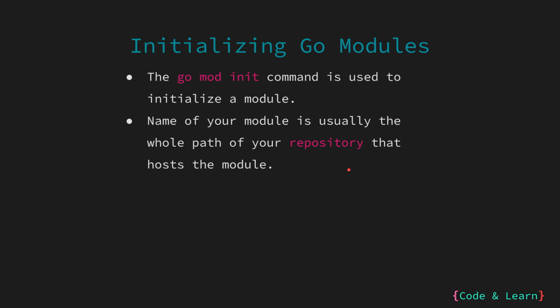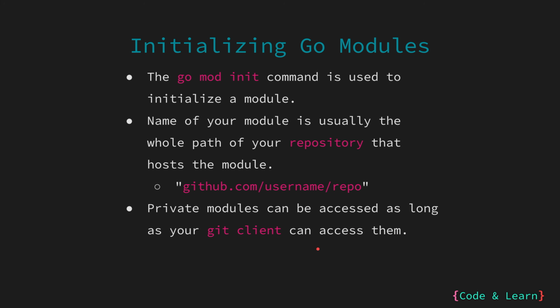However, please note, depending on the SCM you are using, the name of the module can be adapted as such. So if you're using Bitbucket, it would be bitbucket.com followed by your username and the module name. An example of this would be github.com, the username, then the repo or your module. You can keep the modules private and still allow Go to fetch them by configuring your Git client with the necessary credentials. Now, let's look at an example of initializing a module and working with it.